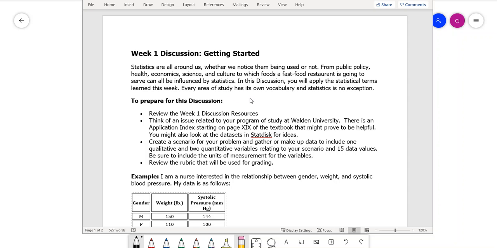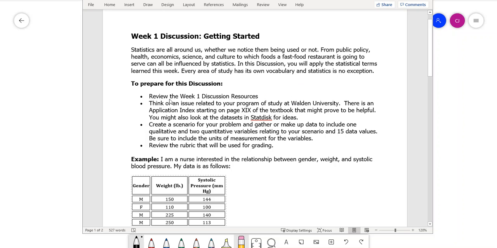So to prepare for the discussion, it says you want to review the week one discussion resources. And those are in your course homepage. If you look at the homepage and you look at the left side, there's lots of different things there that you can look at to help you, with learning supplements and resources for all of the things that we're going to talk about over this course.